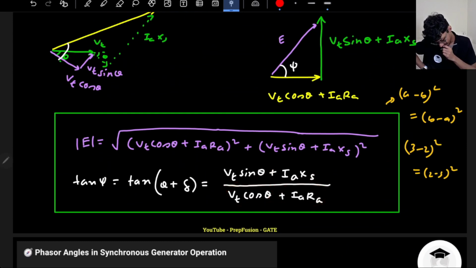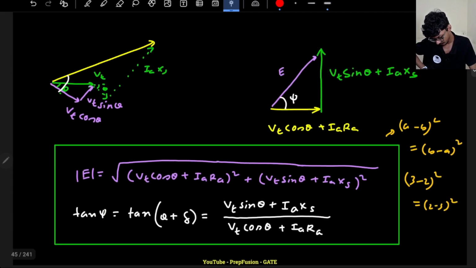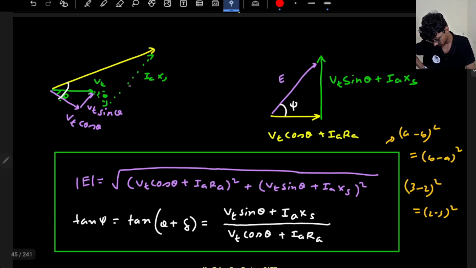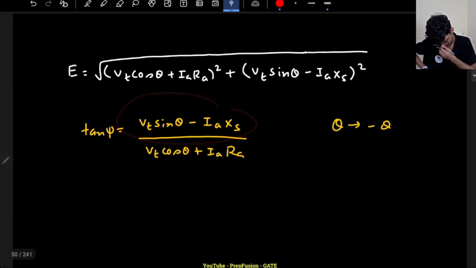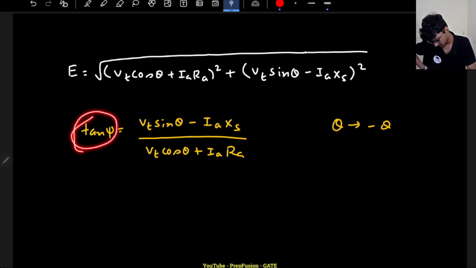Okay. So here, one problem will be there. Your psi will come out to be negative, which is fine. If psi comes negative, that basically means you have to go in the clockwise direction from E, right? If your psi is coming positive, that means your E is here. Okay, sorry. One thing we cannot do always: we cannot simply replace theta with minus theta. This will get messed up. Don't do this actually.